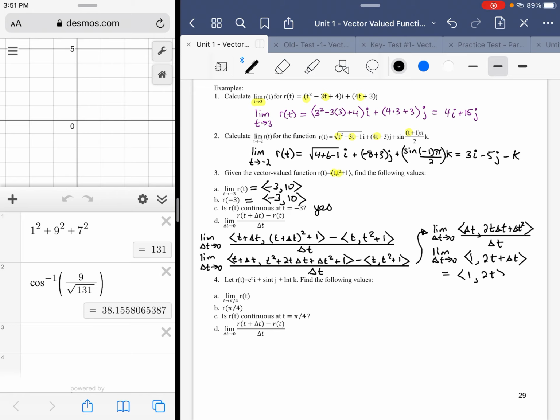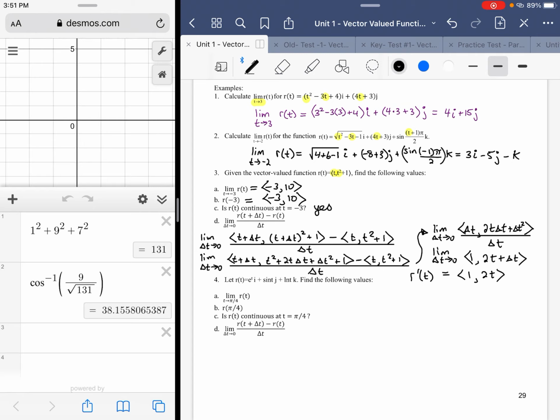⟨1, 2t⟩. And what this is, because we're looking at a difference quotient, is it's showing us that the derivative of the vector valued function r of t is the derivative of each component of r of t. All right, so this would actually give us r prime of t.